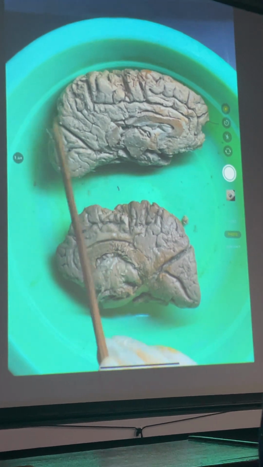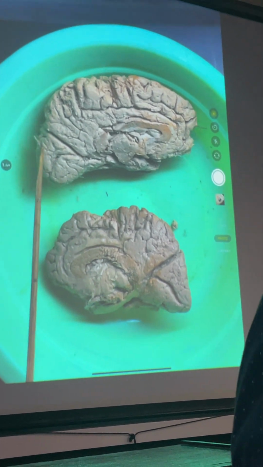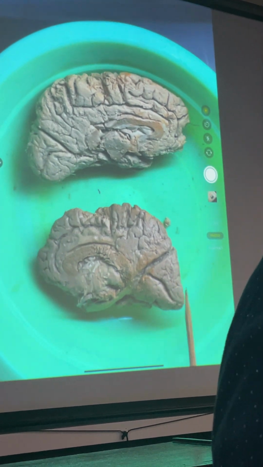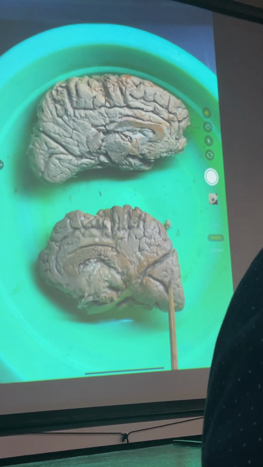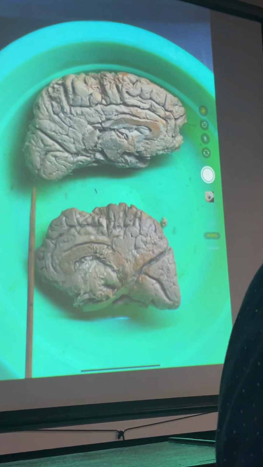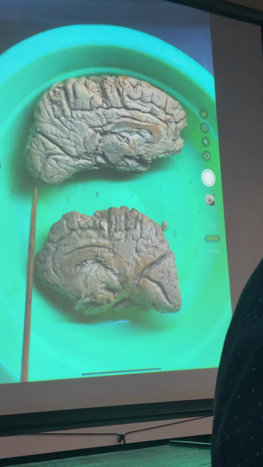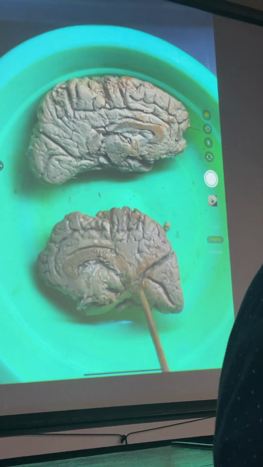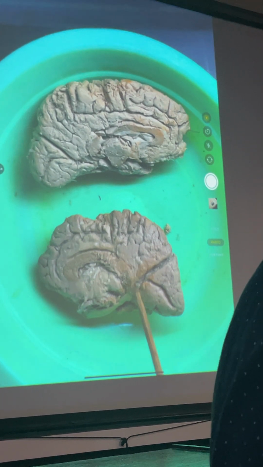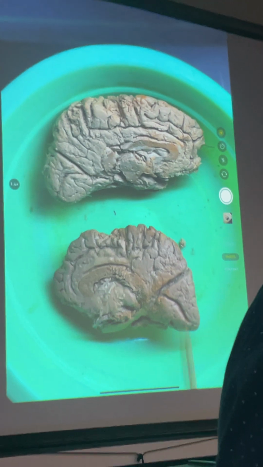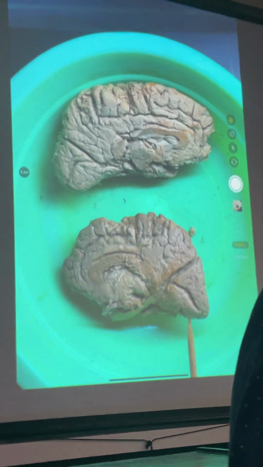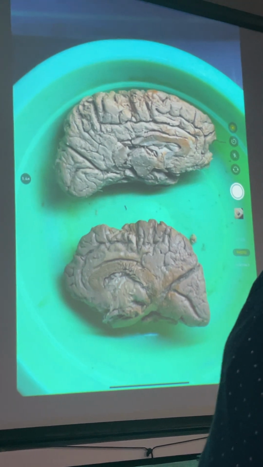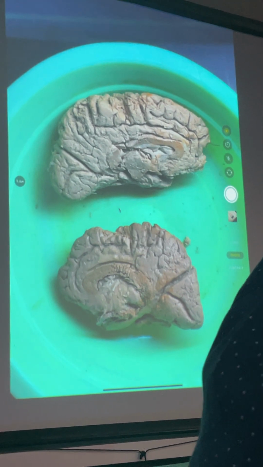Then after the parieto-occipital sulcus, you have the cuneus over here. Next, what is this? This is the calcarine fissure. And just beneath the calcarine fissure is known as the lingual gyrus. You see it?